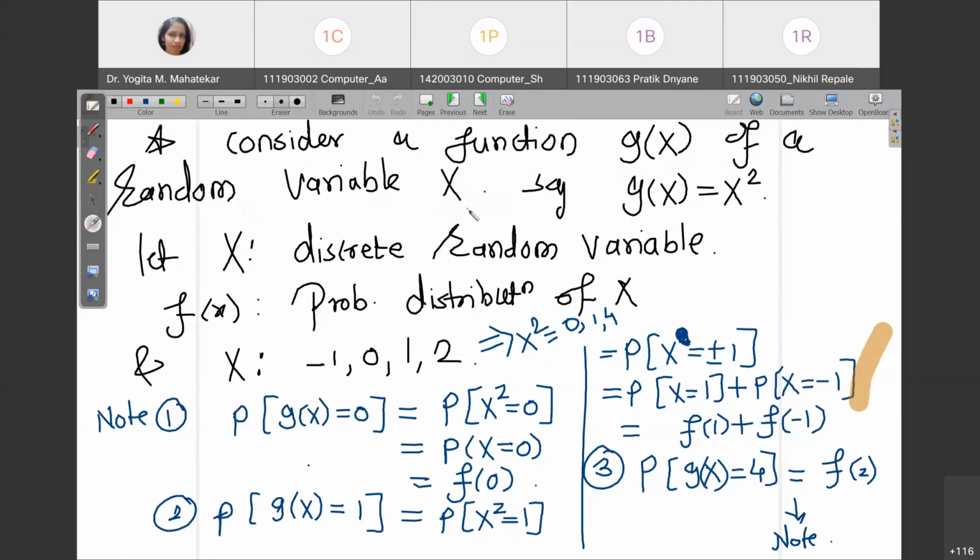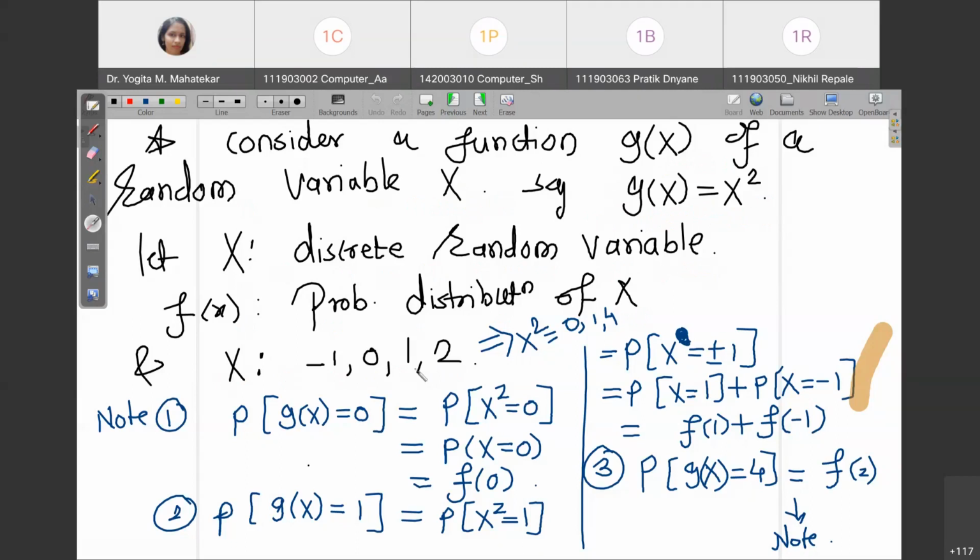Now we have a random variable capital X and its function g of x. In this case, let us take x square we are considering. Capital X is a discrete random variable. Small f of x is the probability distribution of capital X. Capital X is taking values minus 1, 0, 1, 2. So these are all assumptions just for understanding this concept.